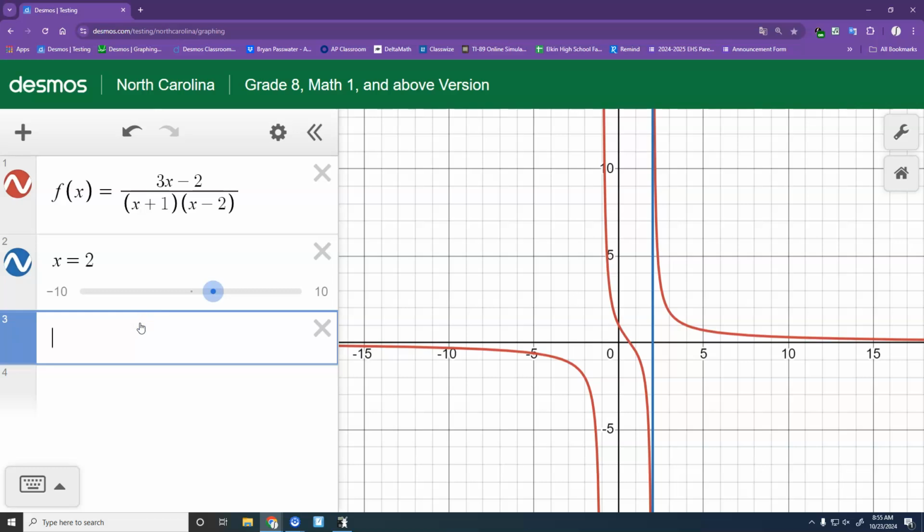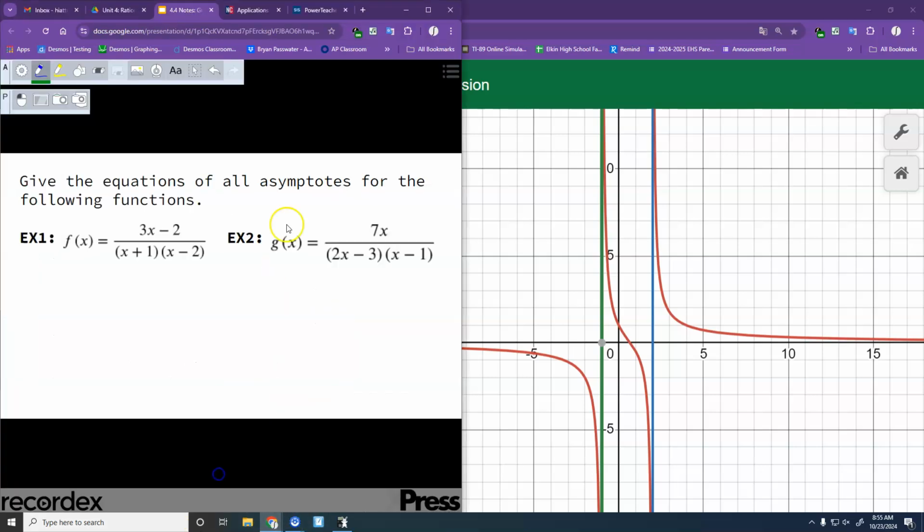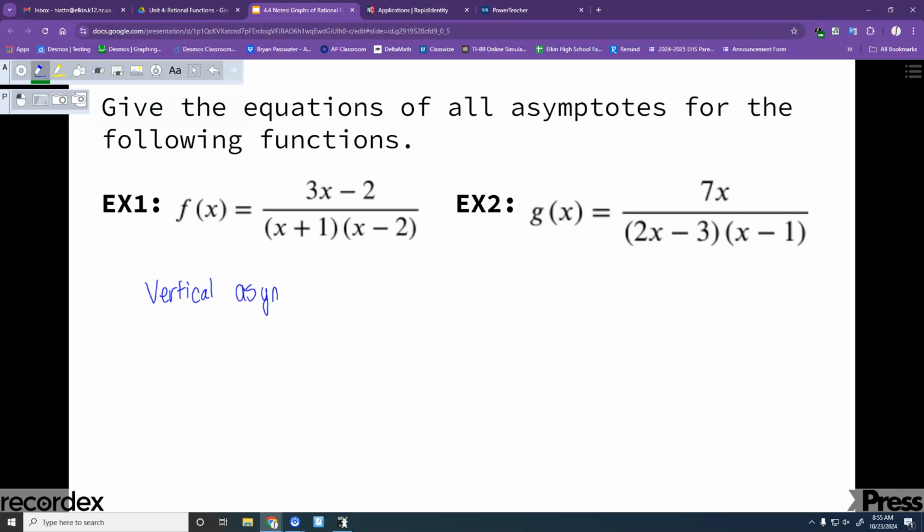What do you think? There's another one. What do you think it might be? -1. Let's try it. Yep, I think that looks right. Okay? So x equals 2 and x equals -1. We can find those from the graph. Now, let's look at the equation. So we have vertical asymptotes at x equals -1 and x equals 2.